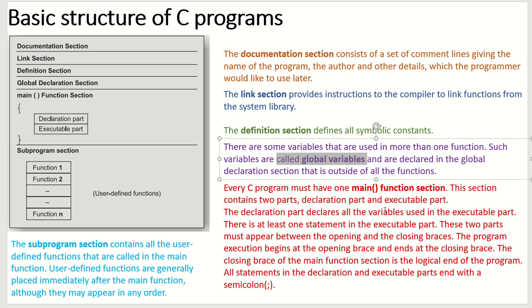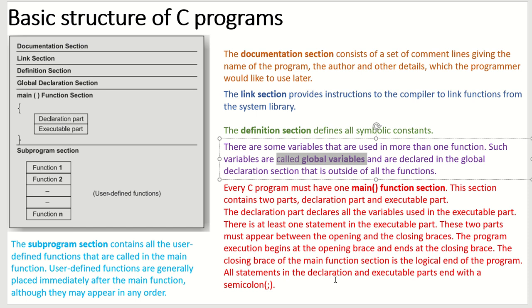One is declaration and one is what? Executable. The declaration part declares all your variables which are used in the executable part. There must be at least one statement in the executable part. These two parts must appear between your opening and closing braces. The program execution begins at the opening brace and ends at what? Closing brace. The closing brace of the main function section is the logical end of your program.